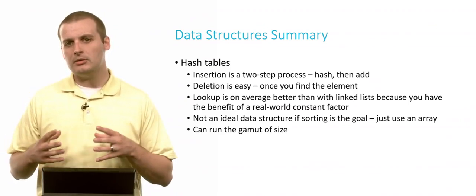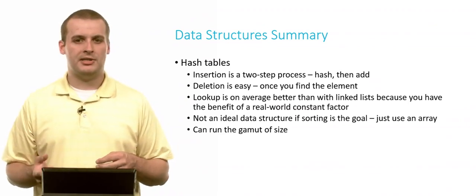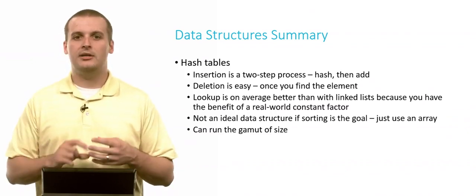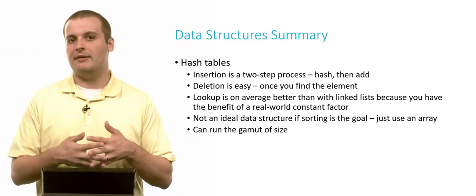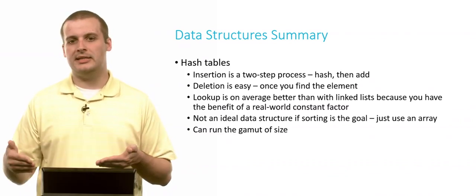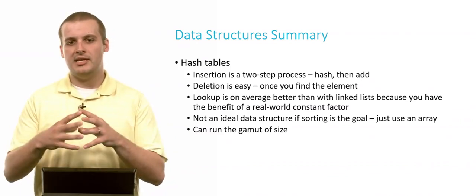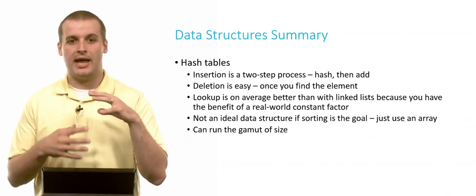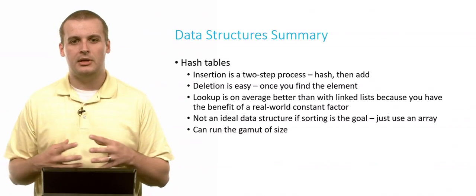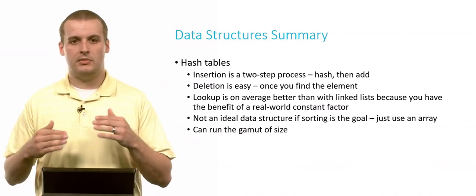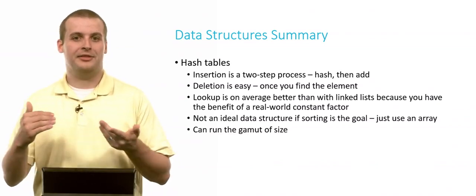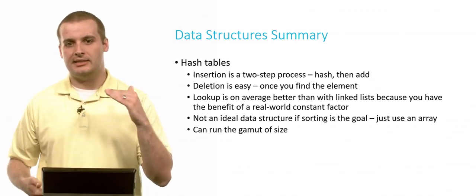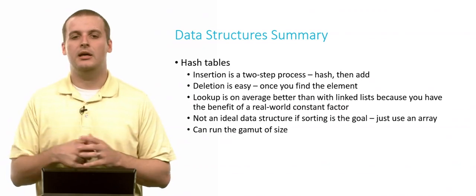Now, lookup is where things get a little more complicated, right? It's on average better than linked lists. If you're using chaining, you still have a linked list, which means you still have the search detriment of a linked list. But because you're taking your linked list and splitting it over 100 or 1,000 or n elements in your hash table, your linked lists are all 1/nth the size, right? They're all substantially smaller. You have n linked lists instead of one linked list of size n.